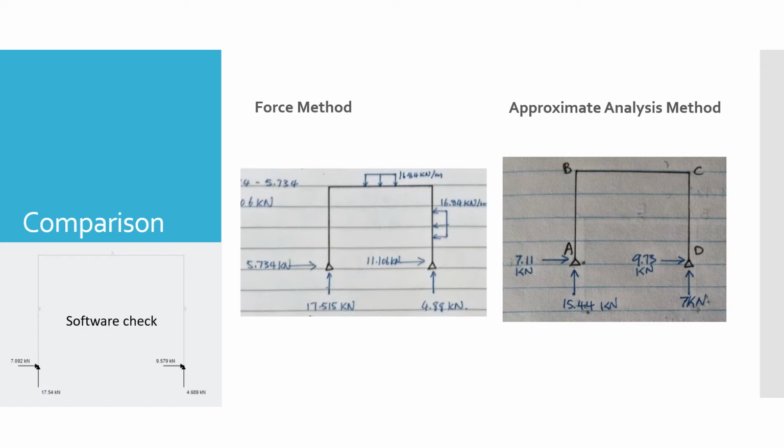On the other hand, I applied the concept of approximate analysis to my structure with the same loading conditions. I separated the vertical and horizontal loads into part A and B respectively, and solved them using the frame and portal method. So comparing the results from the two methods with the same software check, it is interesting to see that the force method has a higher accuracy for vertical reactions, whereas the approximate analysis method shows a greater accuracy for horizontal reactions.